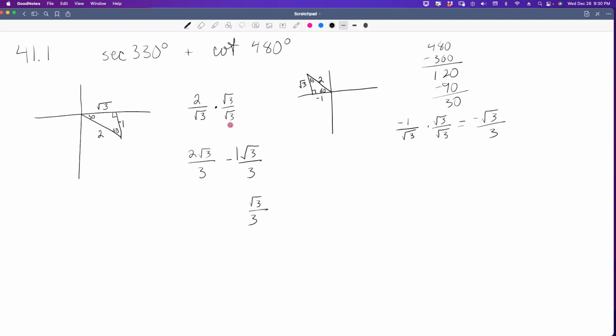Let me double check and make sure I'm right. And yes, that is the correct answer. Square root of 3 over 3. So it's not that hard. We just have to kind of flip it. We just flip the relationship for each one of them. That's all we're doing, is that rearranging of where we put the values. Let's do 41.2.